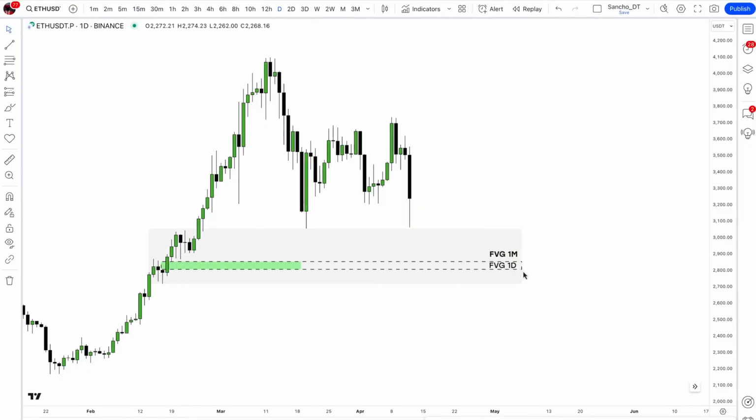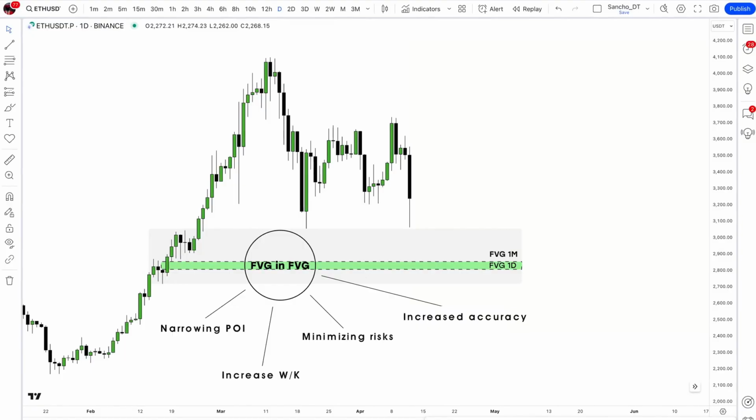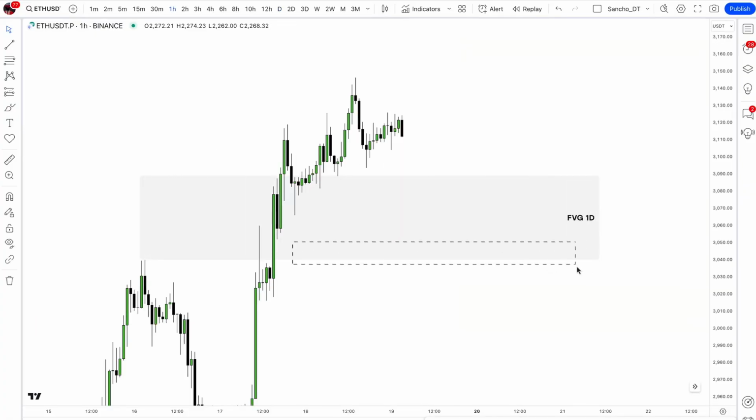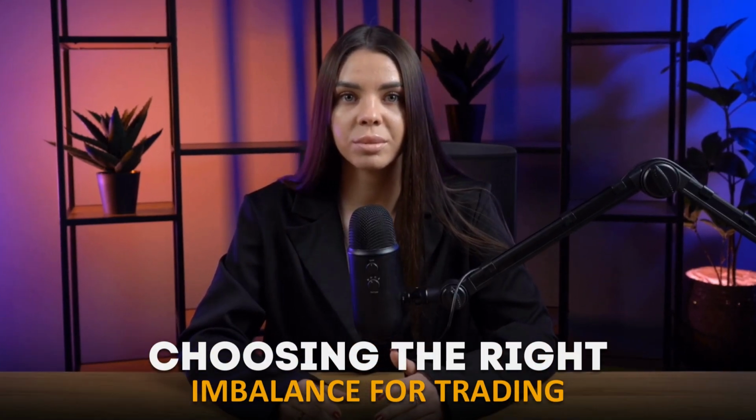Let's consider an example of refining a monthly imbalance on a daily timeframe. This approach not only narrows the potential zone of interest, but also enhances forecasting accuracy. You minimize risks and increase the likelihood of successful trades by focusing on key levels, where a price reaction is most likely to occur, avoiding chaotic searches for reversal points. Apply the same logic to other frames, moving to smaller timeframes to refine zones of interest and conduct a detailed analysis. Now, let's discuss how to choose the most suitable imbalance for trading.